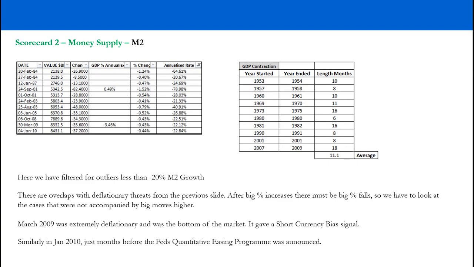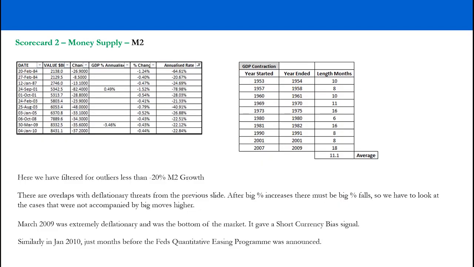And the most recent ones are March 2009, which was extremely deflationary. That was basically the bottom of the stock market, and it gave a very, very strong short currency bias signal. And if you go back to our scorecard, it begins to all add up and make sense that on extreme deflationary moves that aren't accompanied by big percentage increases beforehand, these extreme negative moves in weekly annualized money supply, we're predicting that very, very soon there's going to be increases in the M2 money supply.